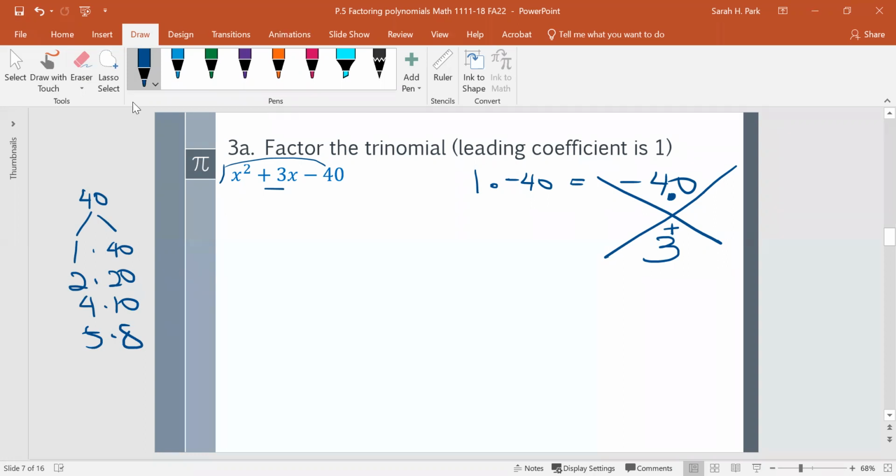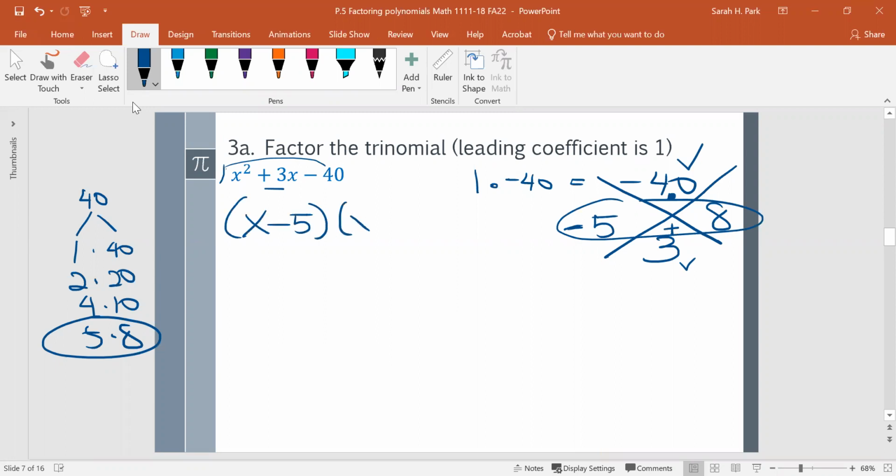and then a positive 3. So it looks like we grab 8 and 5 and make the 5 negative. Negative 5 times 8 is negative 40. Negative 5 plus 8 is positive 3. So those two numbers do that for us. And when the leading coefficient is 1, we can simply use those as our factors. So the factors are x minus 5 and x plus 8.